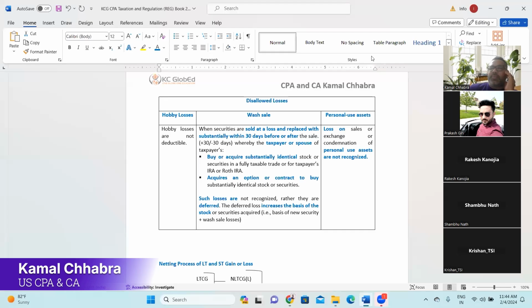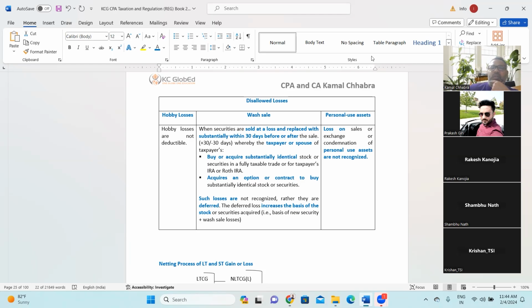But here the term is personal use asset. It means, for example, your personal car, your personal mobile, your personal laptop. If there is any loss on sale of personal property, for example, you have a car for personal use, and after 2-3 years of using the car you sell it and that results in a loss, you cannot claim that loss in your income tax return because that is your personal loss. But on the contrary, if you have generated a profit, right?